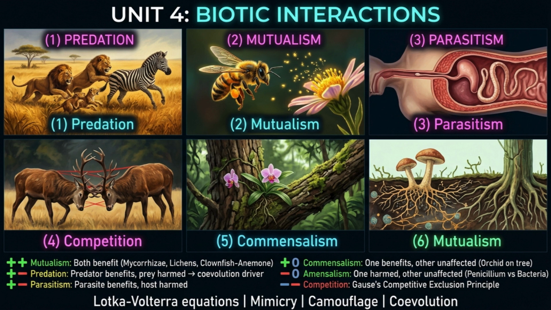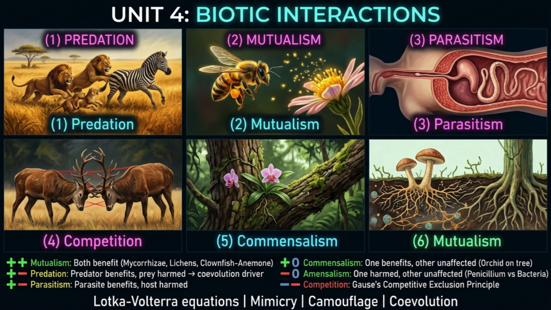Predation. One benefits, one is harmed. Predators act as population regulators and drive coevolution. Mimicry in monarch butterflies is a brilliant predation defense. Parasitism. Endoparasites, like Ascaris, versus ectoparasites, like lice. Know the difference. Commensalism. Orchids growing on trees. The orchid benefits, the tree is unaffected. Amensalism. Penicillium secreting penicillin kills bacteria. The bacteria is harmed, penicillium is unaffected.